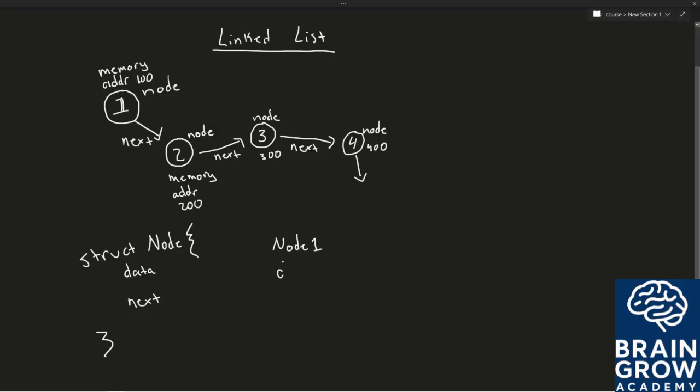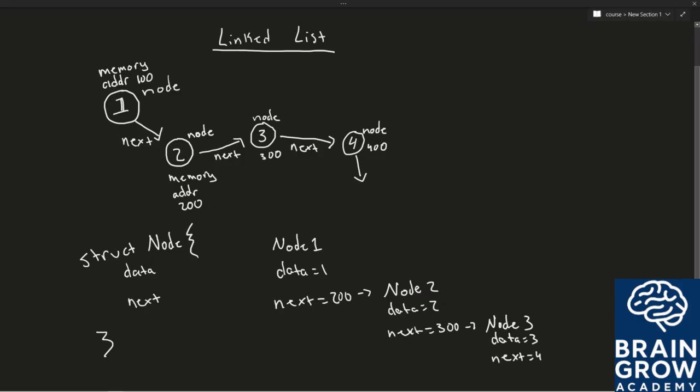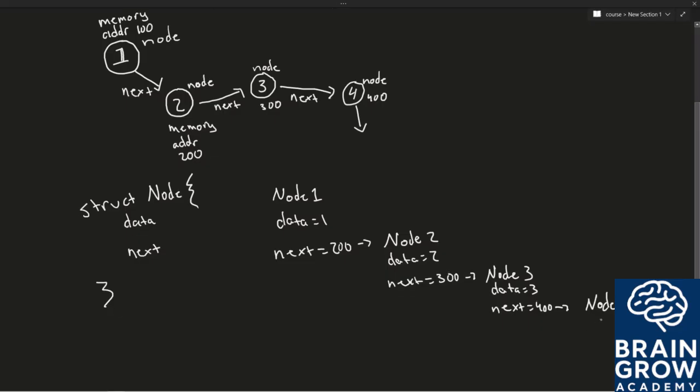So currently what we have for node 1, if we looked inside of its struct, its data is equal to 1, next is equal to 200, which points to node 2, whose data is equal to 2, next equals 300, and this is node 3, whose data is equal to 3, next equals 400, which now points to node 4, whose data equals 4, and whose next equals, well, if node 4 isn't pointing to another node, which it's currently not, what would its next be?